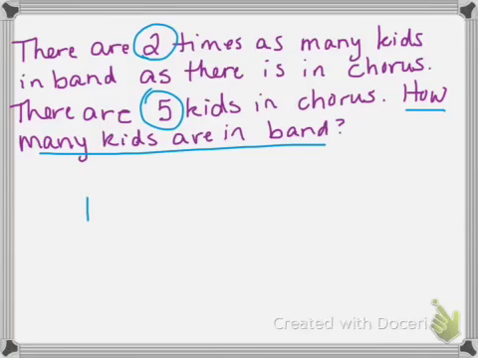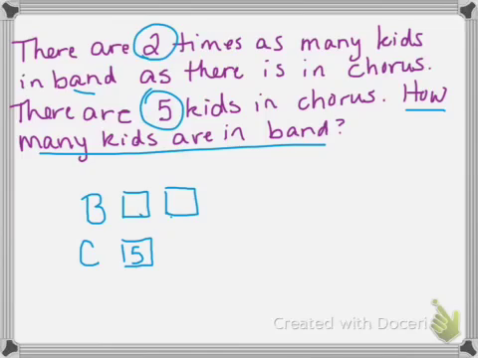So I'm going to list band and chorus. Well, if I look closely, it says there's 2 times as many kids in band. So that means band's going to have more. So there's band. Band has 2 times. So there's 1 box, 2 boxes right there. And then chorus has to have a box as well. Well, we know from the problem that there are 5 children in chorus.